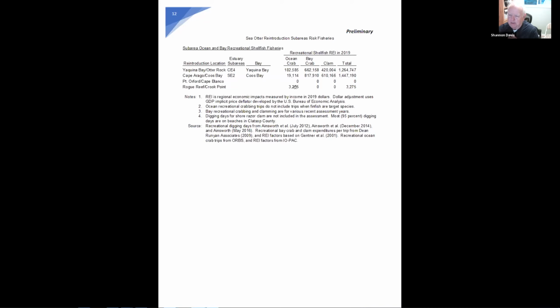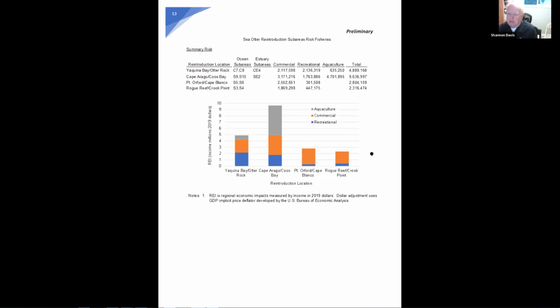The ocean crabbing, we have such an excellent assessment of ocean trips year by year. This is 2019 data. And something to point out is that most ocean recreational crabbing trips are in combination with finfish as target species. This isolates just what a crab fishing trip only may create in economic impacts. All right, putting all those fisheries together in a graphic, you can see that it is the Coos Bay region that is creating the most economic impacts, and aquaculture plays a big part of that.